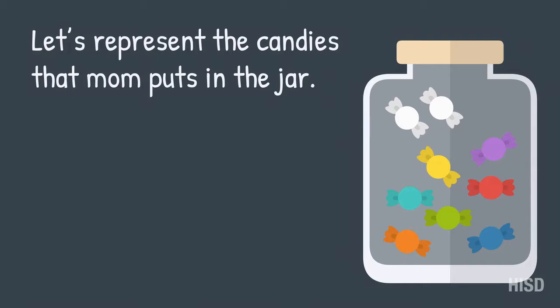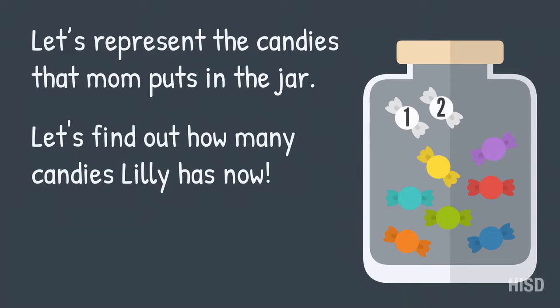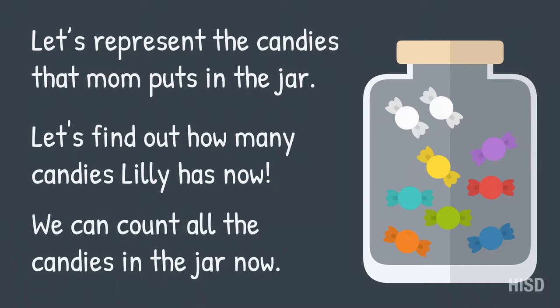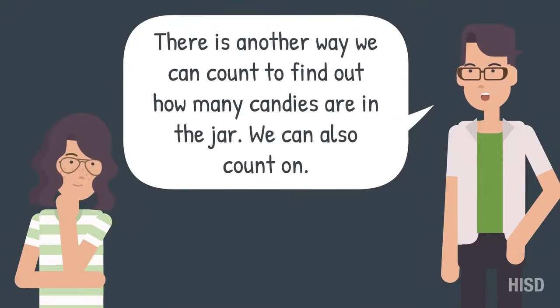Let's represent the candies that Mom puts in the jar. 1, 2. Let's find out how many candies Lily has now. We can count all the candies in the jar now. 1, 2, 3, 4, 5, 6, 7, 8, 9. There is another way we can count to find out how many candies are in the jar. We can also count on.